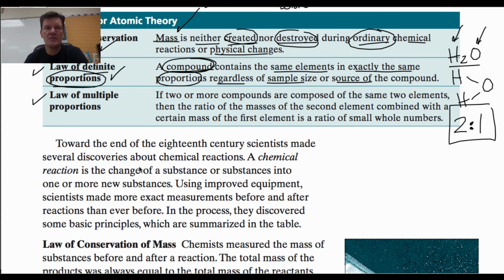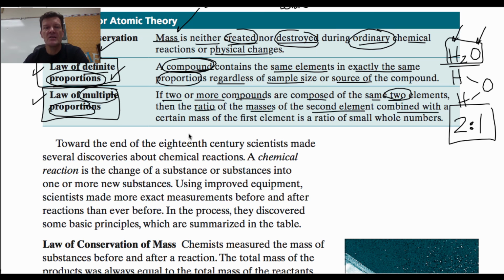The third law is talking about multiple proportions. So that means we're going to have more than just one compound. Again, this law up here is just looking at one compound, like H2O. Hydrogen, oxygen are a 2-to-1 ratio. Now we're talking about multiple compounds that have the same elements. If two or more compounds are composed of the same two elements, then the ratio of the masses of the second element combined with a certain mass of the first element is a ratio of small whole numbers.